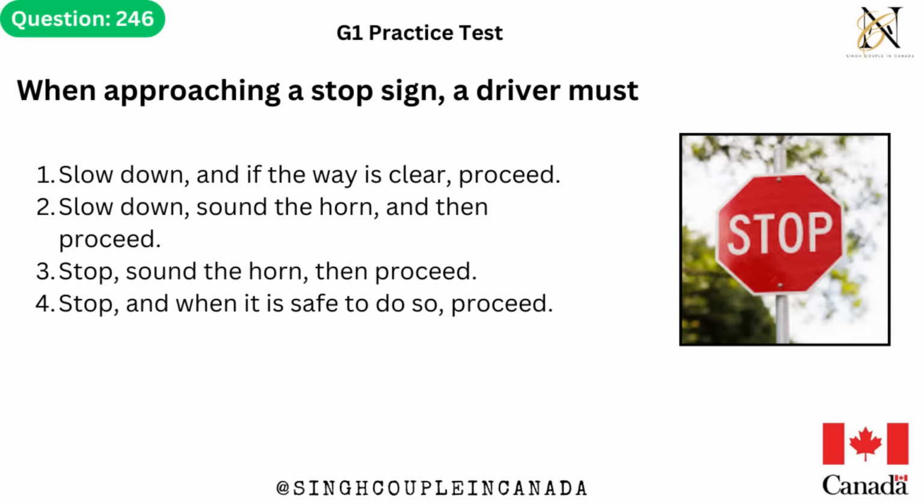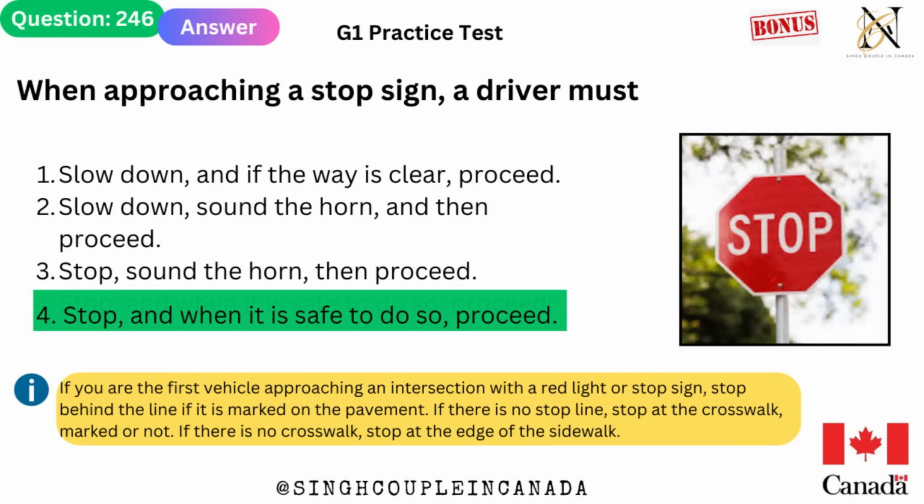When approaching a stop sign, a driver must 1. Slow down, and if the way is clear, proceed. 2. Slow down, sound the horn, and then proceed. 3. Stop, sound the horn, then proceed. 4. Stop, and when it is safe to do so, proceed. The answer is 4. Stop, and when it is safe to do so, proceed.